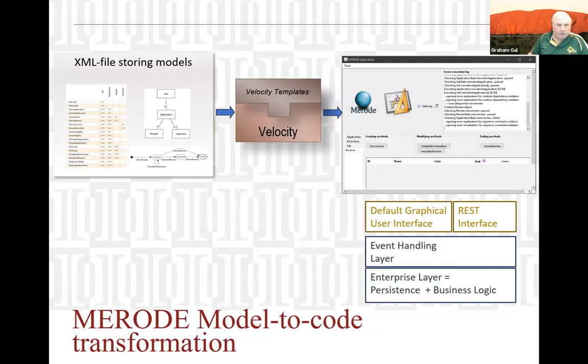Yeah, so here you see just an example. These are the XML, so the diagrams that you would make, you will store them in an XML file. We use Velocity, which is an open source platform for defining templates. So our transformations are actually templates, and then you have an engine that takes the content from the XML files, feeds that into the templates, and that way you obtain the Java code.